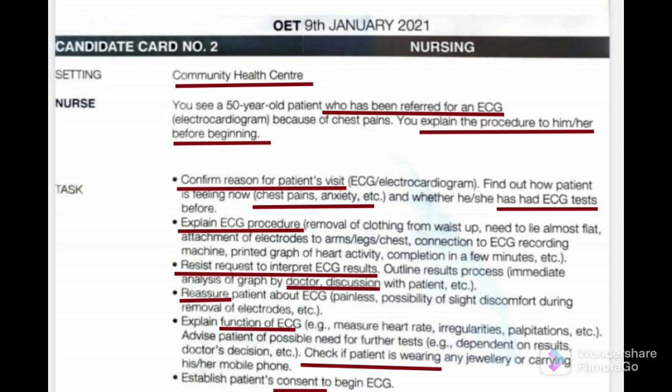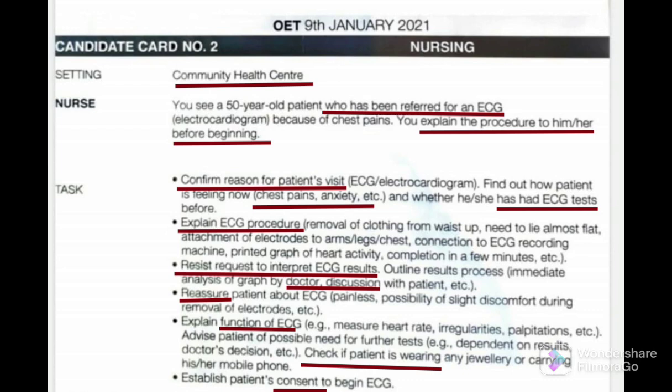So the first task is confirm reason for patient visit ECG and find out how patient is feeling now, chest pain, anxiety, and whether he had ECG test before. So the first task we will start like this. Well, Mr. Robert, no problem, I can do that. Before proceeding further, let me check your name in my system. Okay, fine. So your GP has advised for electrocardiogram test, isn't it? Before proceeding to the procedure, I would like to ask you some questions. Is it okay for you?